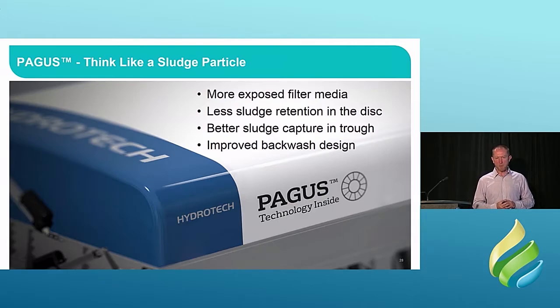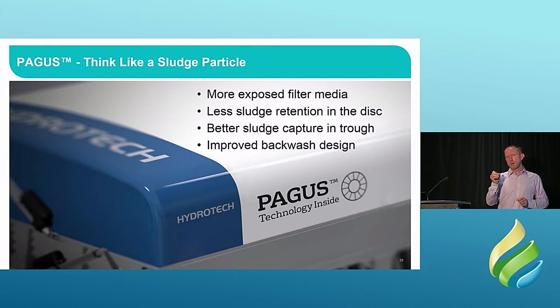Another thing we did, this is from the marketing team, Pegasus. I'm not sure if I like it or not, but they tell me it stands for Particle Guidance System, so make of that what you will. But how I look at this is thinking about what the sludge is doing. When that particle comes in with the influent, firstly, how do you catch it? How do you catch as many of those particles as you can? And then where does it go from there? When you're into the backwashing, how do you ensure that sludge gets back out again as efficiently as possible and out with the sludge stream?